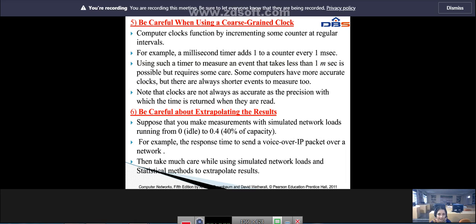Suppose that you make measurements with simulated network loads running from 0, idle, to 0.4, 40% of capacity. For example, the response time to send a voice over IP, internet protocol, packet over a network. It takes much care while using some simulated network loads and statistical methods to extrapolate the results. So, these are the different measurements we follow when measuring the performance of the network.